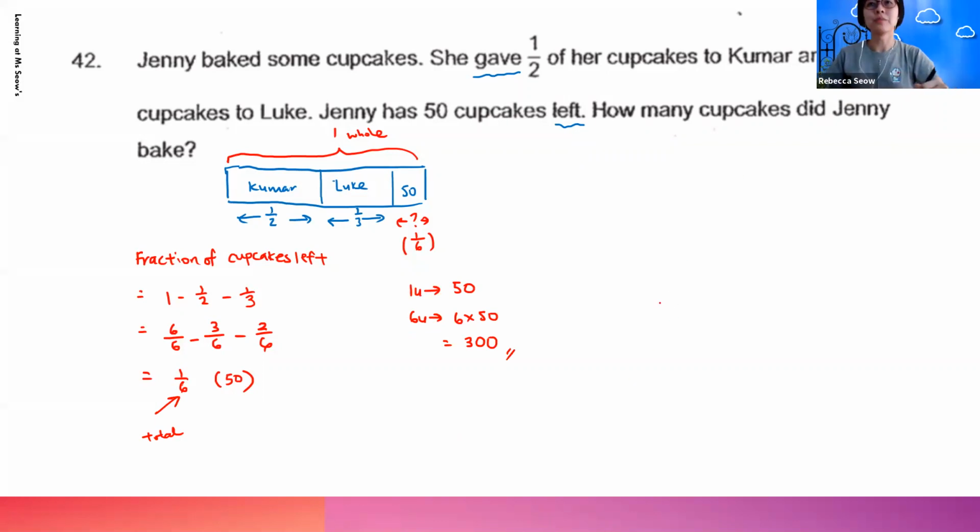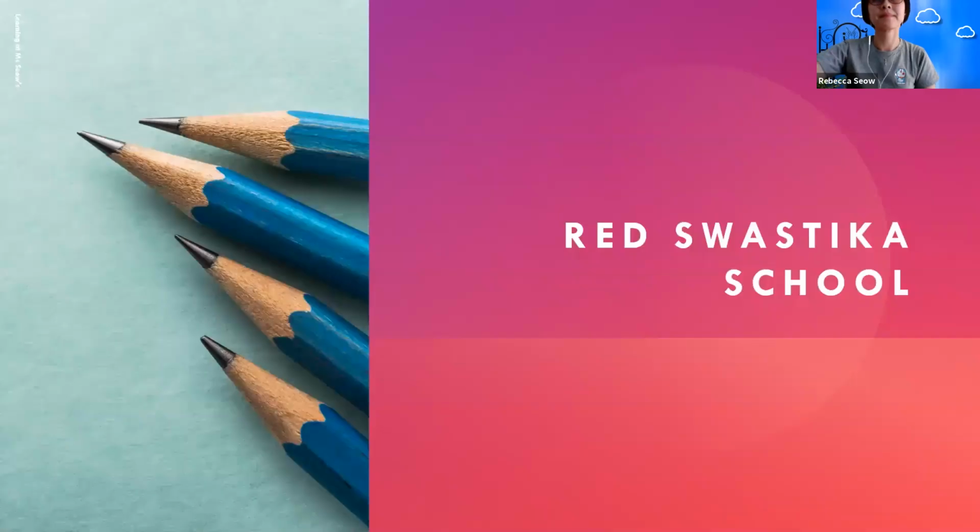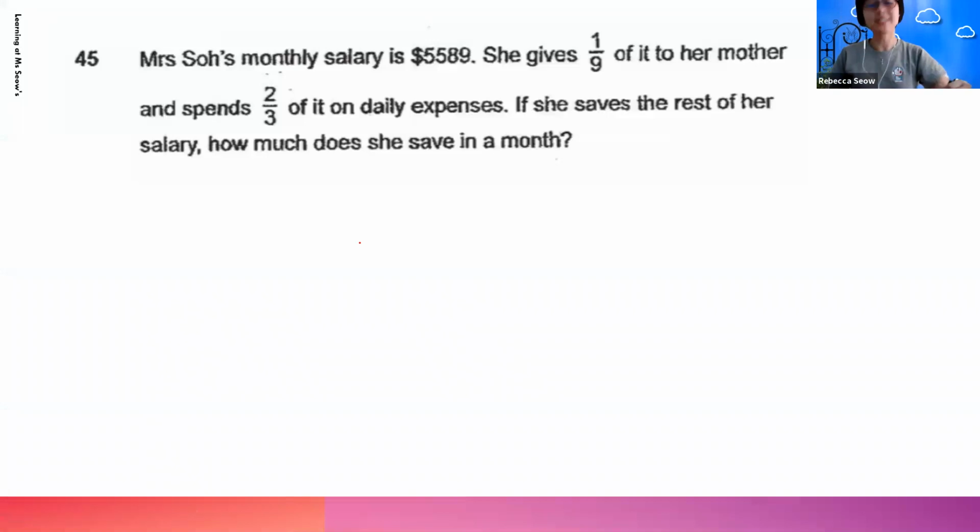Okay, we'll move on to the next one. The next question is taken from Red Swastika School. By the way, if you find that the explanation is going too fast, do let me know. You can just unmute yourself and let me know. All right, thanks. Now let's take a look at this question here. It's question 45. Wow. Okay, take some time to try this out.